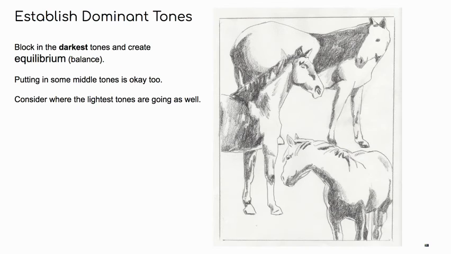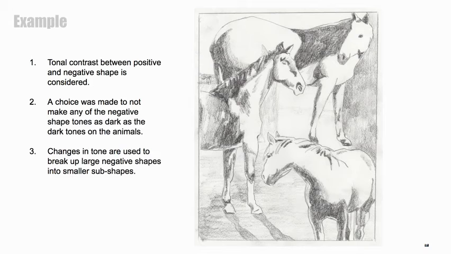Then I blocked in my main dark tones on the horses. And I was thinking also about where I want my strong light tones. And I got the idea of where those tones should be and the shapes they should be by looking at the reference photos that I used. Then I also planned my value in the negative shape. I wanted to break up large chunks of negative shape into smaller sub shapes, you could think of them.